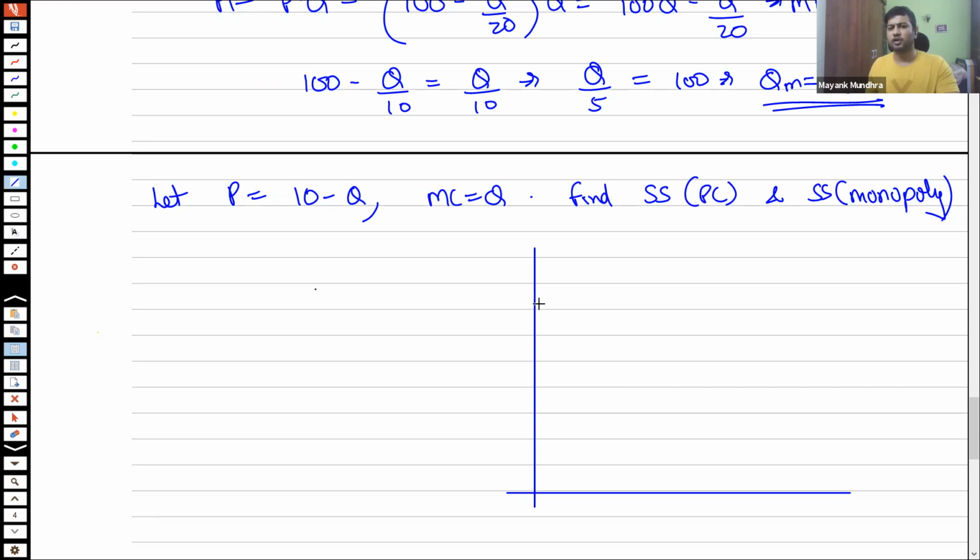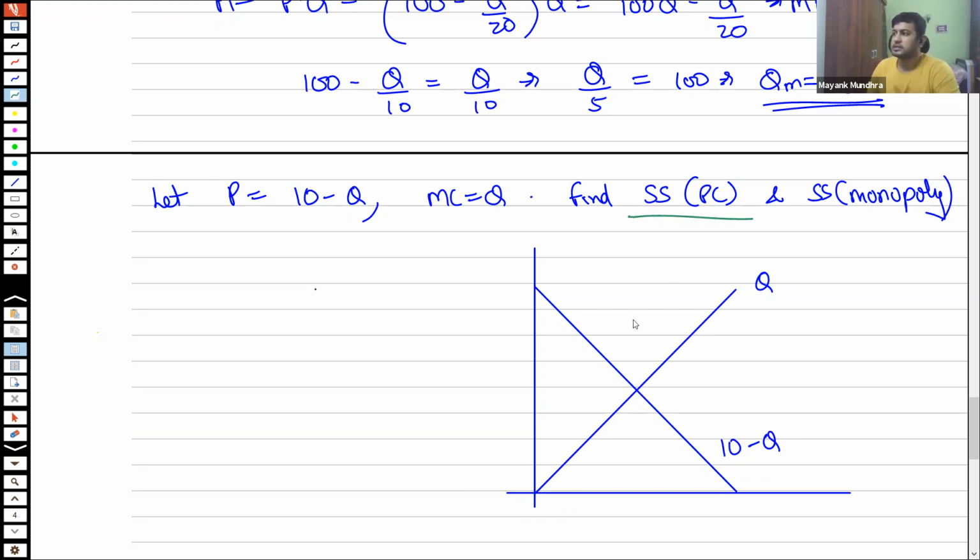So social surplus of perfect competition. This is my demand function, 10 minus Q. This is my marginal cost function, Q. Now, my social surplus in case of perfect competition. This value is 10. This value is 5. Quantity of perfect competition is 5. So the area of this triangle will be half base into height. So that will be half into 10 into 5. So that is 25.